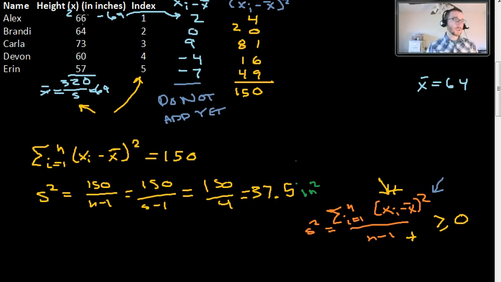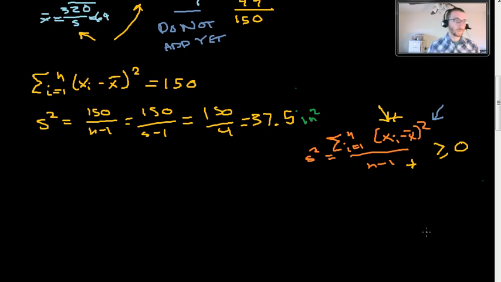And with double digits, that's not a big deal, or variation that's in single units, that's not a big deal. But if you're starting to talk about tens of thousands of dollars or something like that, you can get very large variances. In addition, you can't really compare it to X bar. And so the slightly more important measure of dispersion is the sample standard deviation.